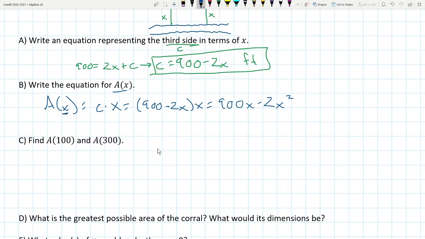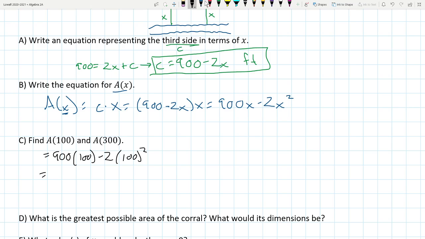Moving on. We want to find A of 100 and A of 300. I'm also going to draw a picture here just to represent what we're actually doing. And so A of 100, well, I'll draw a picture afterwards. Simply just plug in x equals 100. So that'll be 900 times 100 minus 2 times 100 squared.